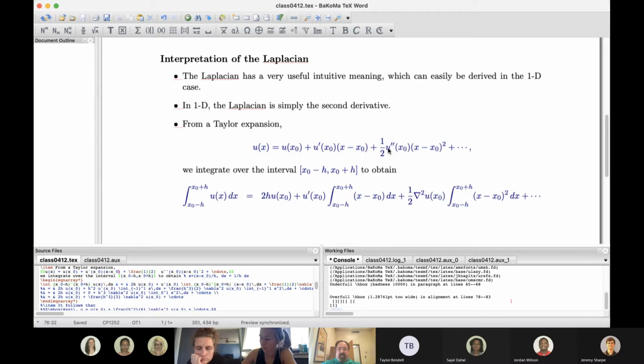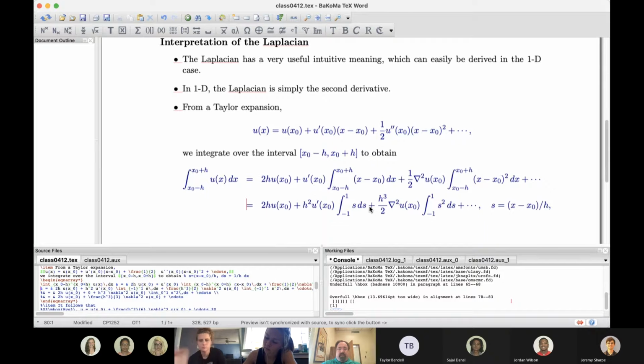And then here, u double prime is the same as the Laplacian in one dimension. So this part right here, all of that is a constant, so I pull that out as well. And then I have x minus x naught squared. That is still to be integrated.